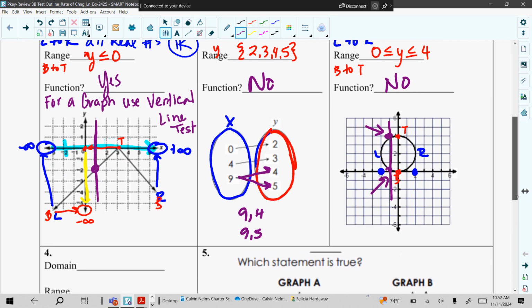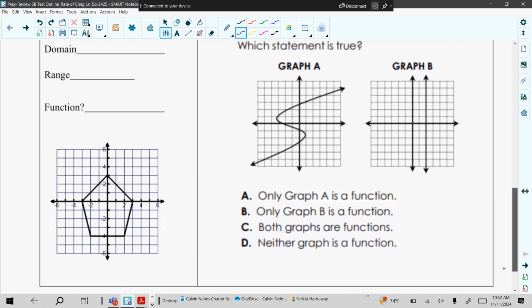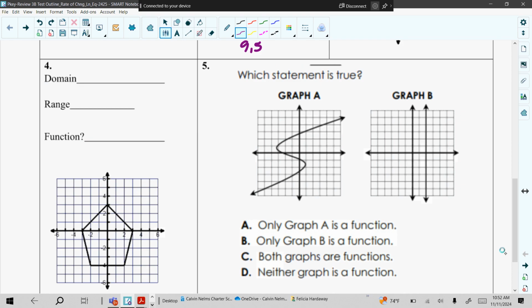Okay, so here's what I'm going to ask you to do. Number 5, try this test-like question. Which statement is true of the 2 graphs? You have to compare them and see if you can pick the correct answer choice. Read them, apply them. Since you have graphs, we should be testing our vertical line theory.